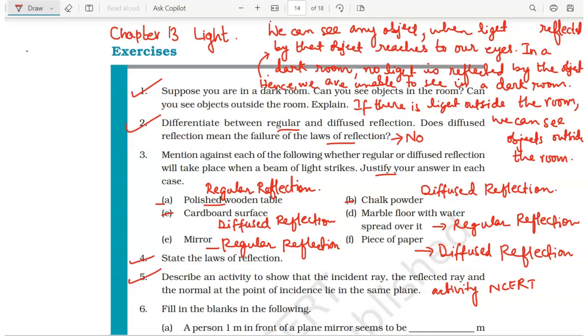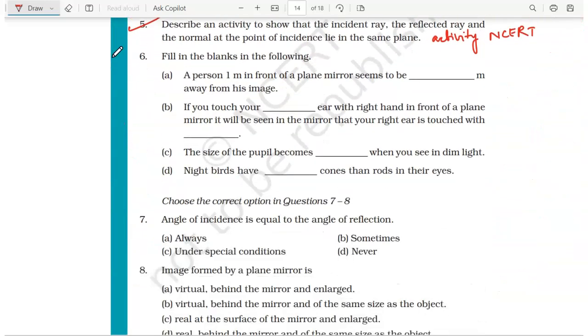Now, question number 6 is fill in the blanks. 6A. A person 1 meter in front of a plane mirror seems to be dash meter away from his image. We know that if an object is in front of a mirror at 1 meter, the image will also be formed 1 meter behind the mirror. So the distance between the object and the image will be 1 meter plus 1 meter, 2 meters, right? So the answer will be 2 meters.